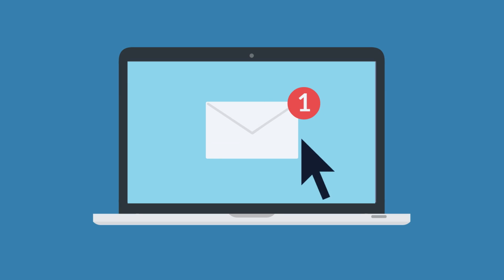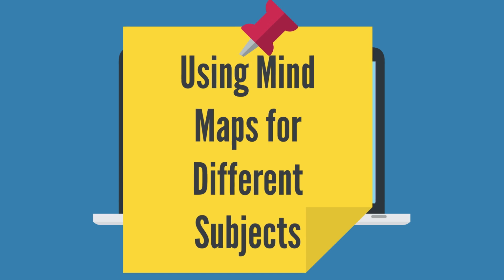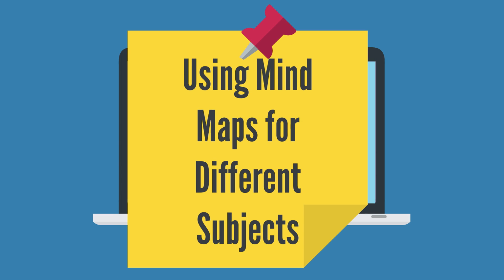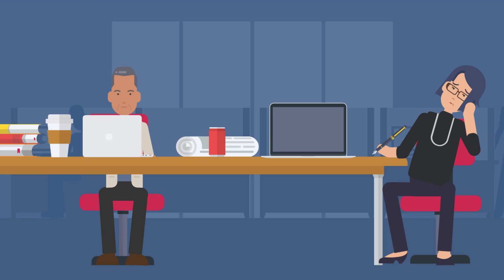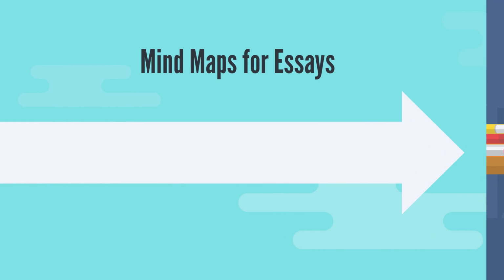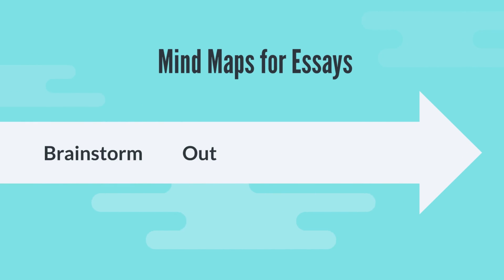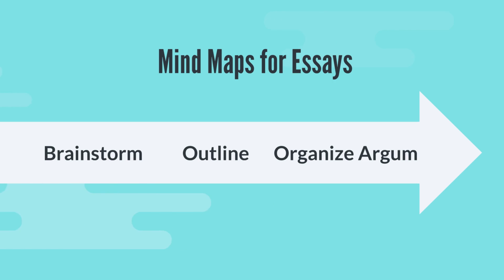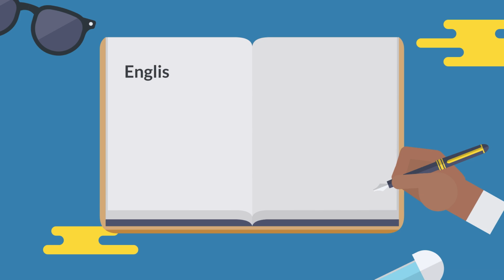Now let's take a look at how we might use mind mapping for assignments in different subjects. It can be hard to get past the blank page when you start writing a paper, and mind maps are one way to help us get started. They can help us brainstorm, outline our main points, and determine what arguments we want to make. Let's imagine that we are tasked with writing a paper on the Harry Potter book series.